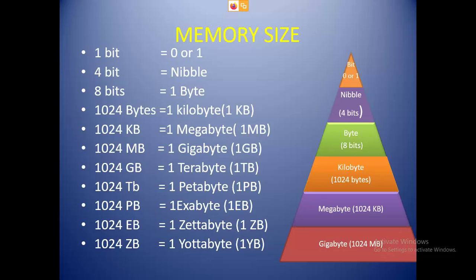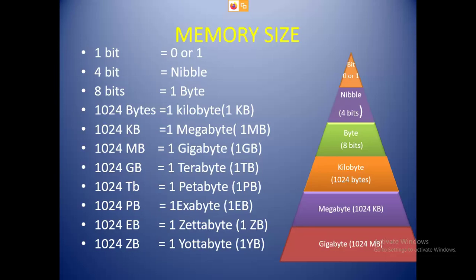4 bits, or a nibble, we can say half byte also. This is also known as a half byte. 8 bits is equal to 1 byte. And 1024 bytes is equal to 1 kilobyte. 1024 kilobytes is equal to 1 megabyte, 1 MB. 1024 megabytes is equal to 1 gigabyte, 1 GB.